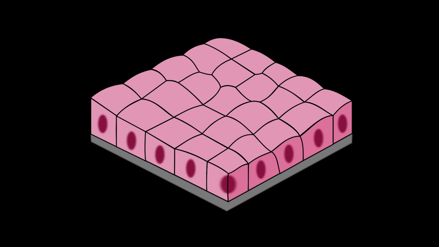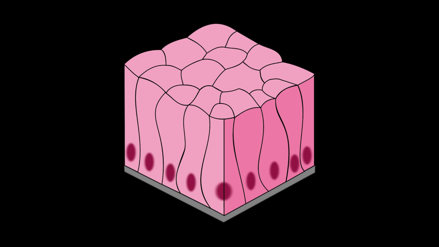The second type of simple epithelial tissue is simple cuboidal tissue. As you can guess from its name, it has a shape like a cuboid and can be found covering the kidney tubules. The third type of epithelial tissue is simple columnar tissue.